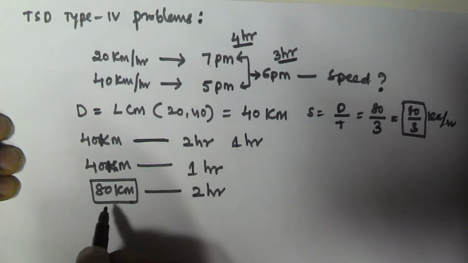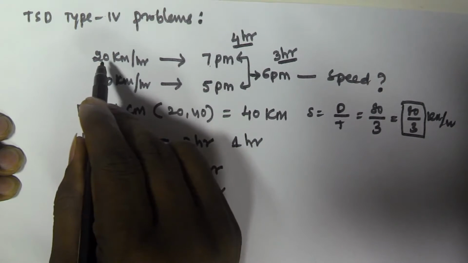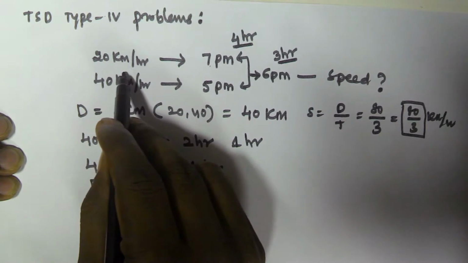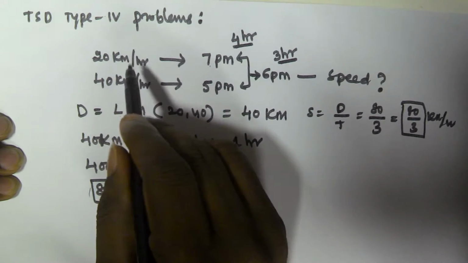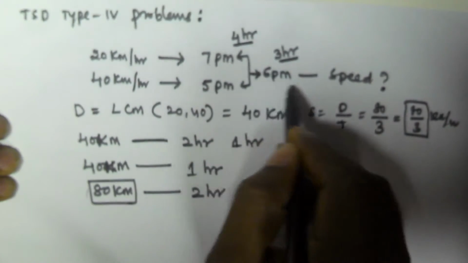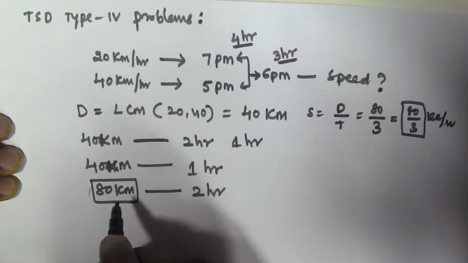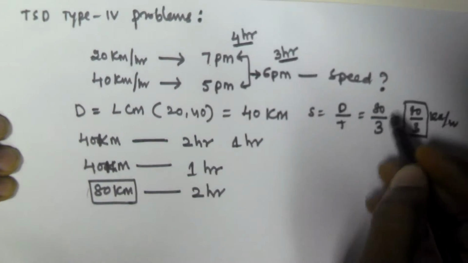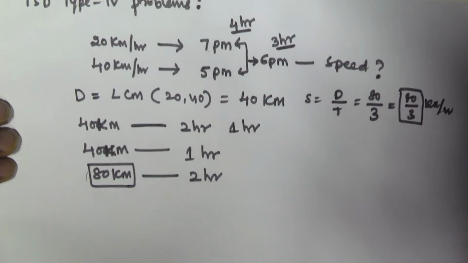I will repeat once again. The actual distance is 80 kilometers. On the first day he is traveling with 20 kilometers per hour. To cover 80 kilometers with 20 kilometers per hour speed, he has to travel 4 hours. So if he travels 4 hours, then he is reaching at 7 p.m. To reach at 6 p.m., he has to travel 3 hours. So the distance is 80 kilometers and the duration of the journey is 3 hours, so the speed is 80 by 3. I hope you got this one.